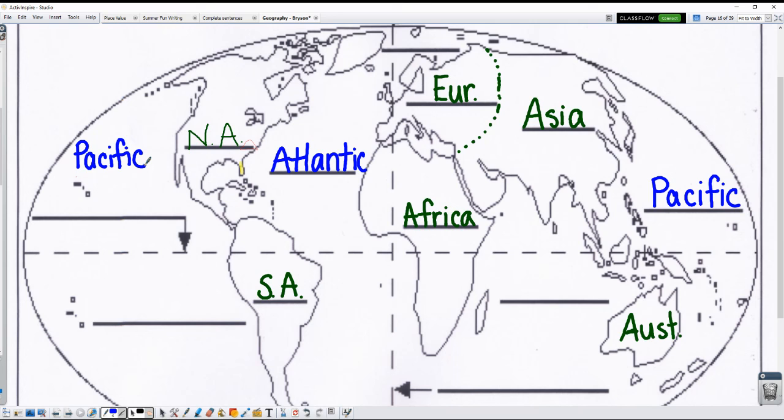So we are bordered by the Pacific Ocean, the Atlantic Ocean, and also North America is bordered by the Arctic Ocean at the very top. Arctic.